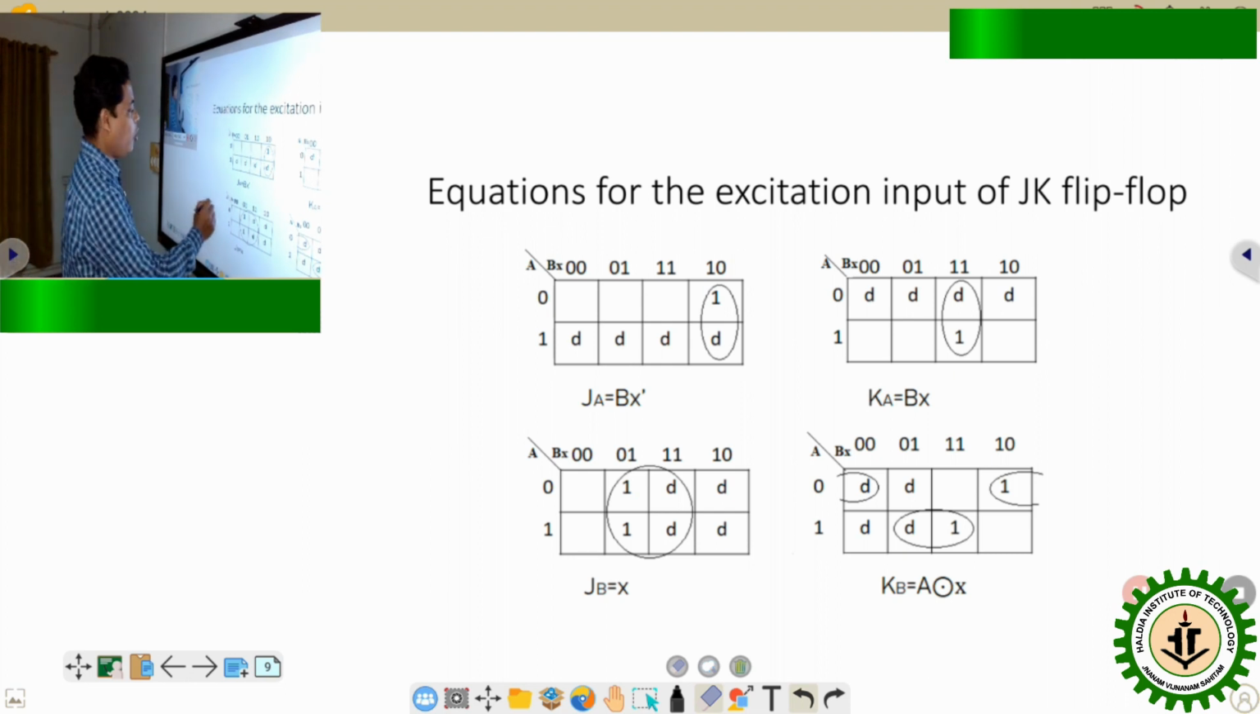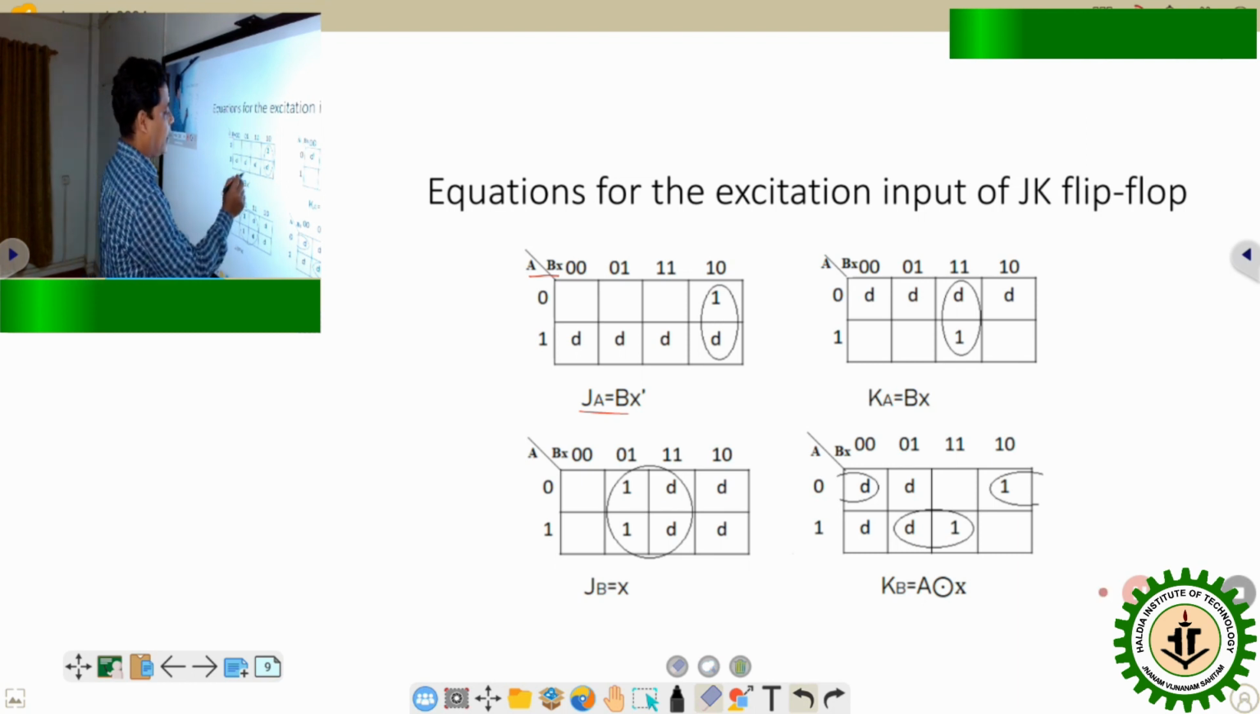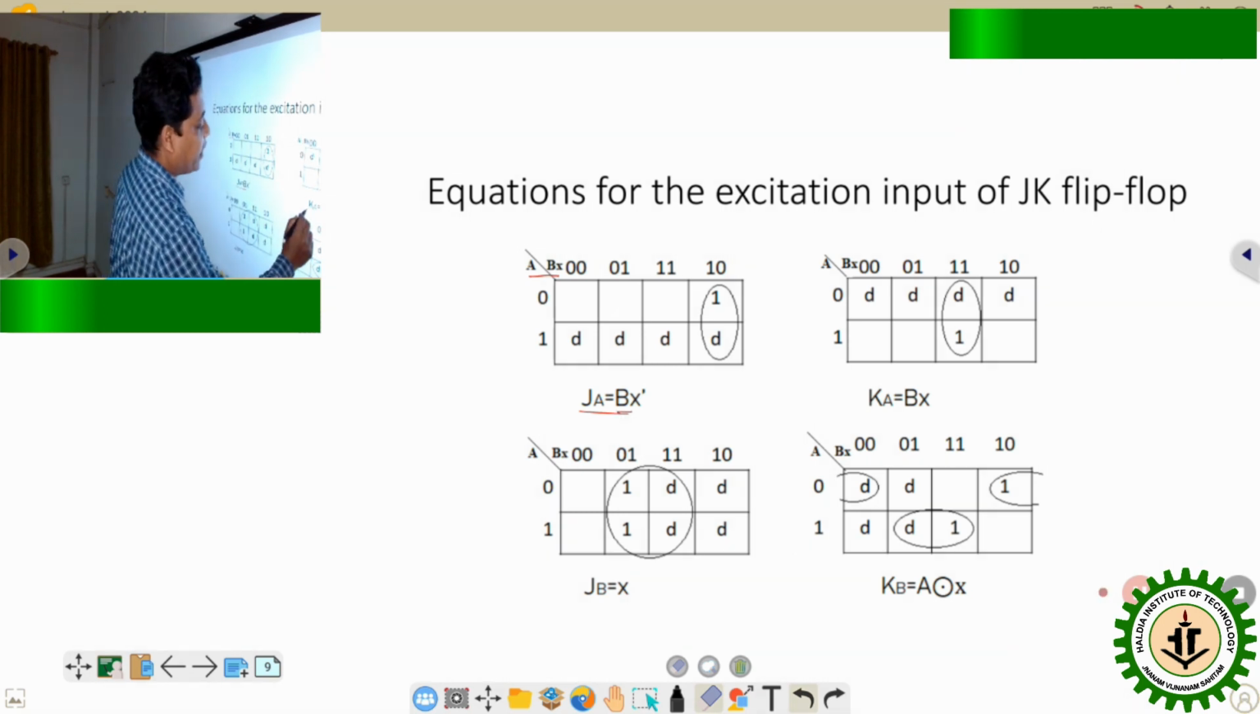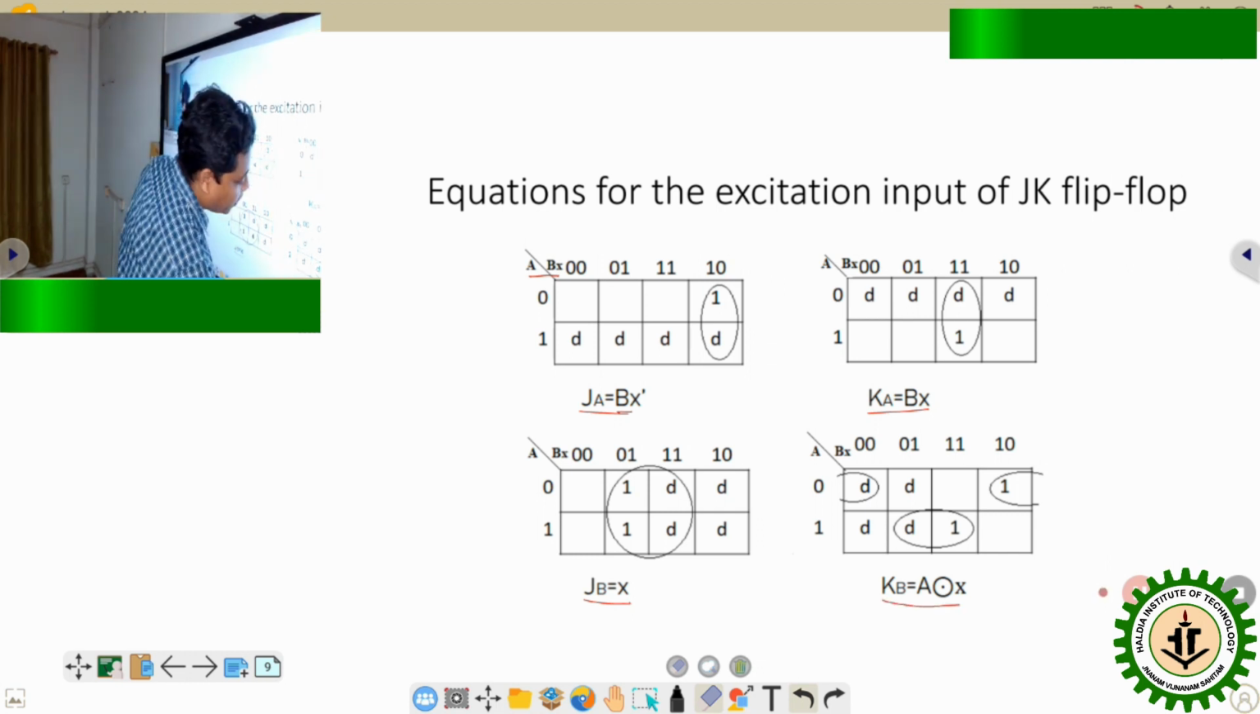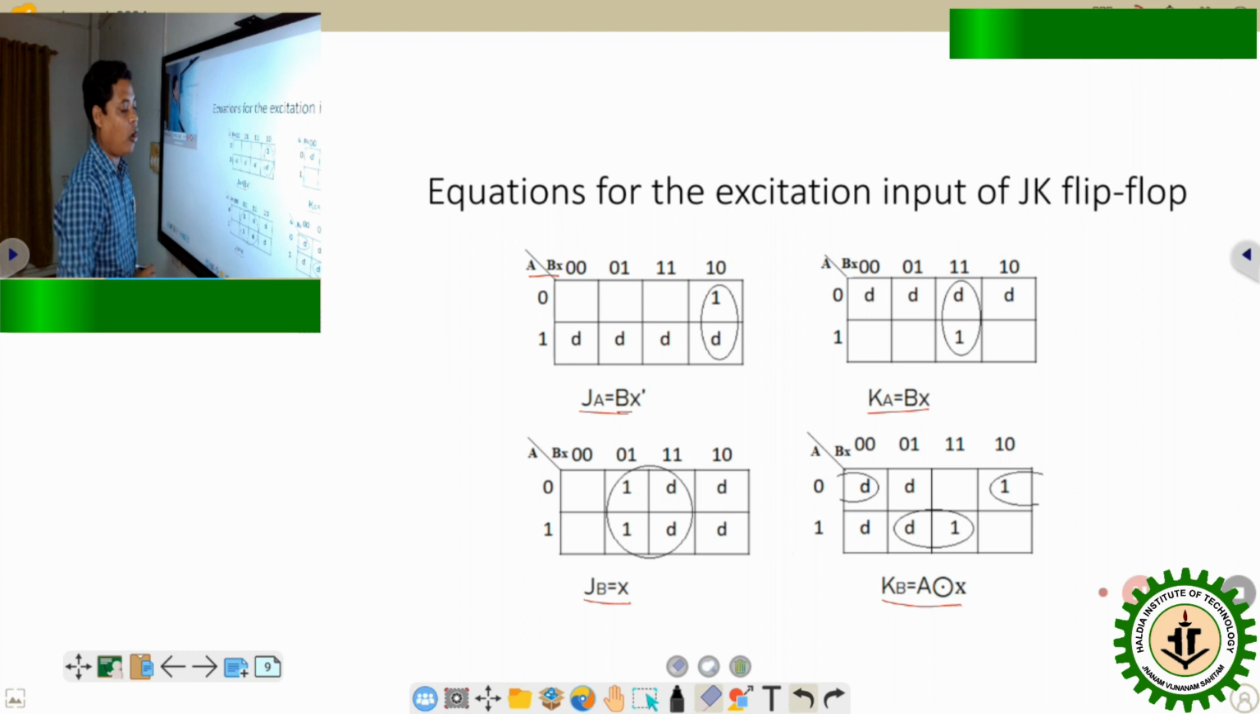Here is the presentation of that Karnaugh map. This is the mapping of A, B and X considered as input and JA as the output. We observe that the equation of JA will be B X complement. Similarly, KA equation will be B X. JB equation will be X only, and KB equation is A X complement.